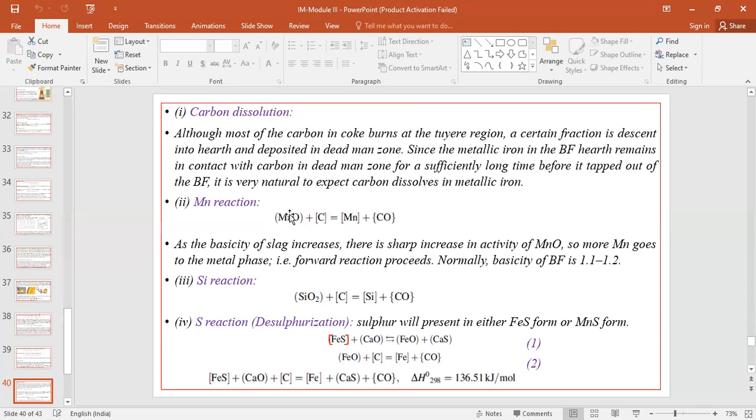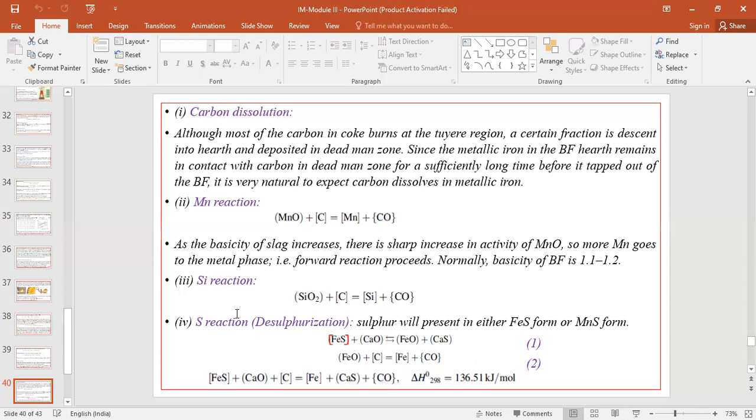So it is basically a mass transfer reaction. Similarly, the oxygen present in the MnO reacts with the carbon and forms CO gas. As the basicity of the slag increases, there is a sharp increase in the activity of MnO in the slag. That is how the MnO reacts with the carbon, and the reaction proceeds in the forward direction. Similarly, in the silicon reaction, the SiO2 present in the slag reacts with the carbon present in the hot metal, and this is how the silicon also transfers from the slag to the metal.